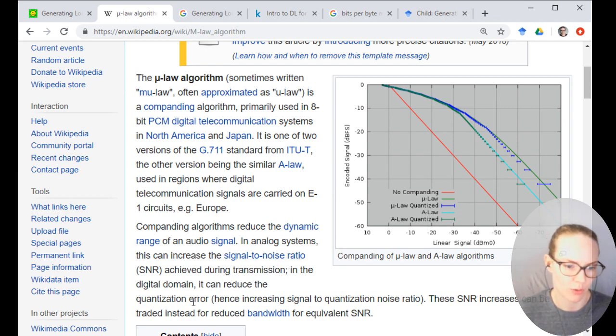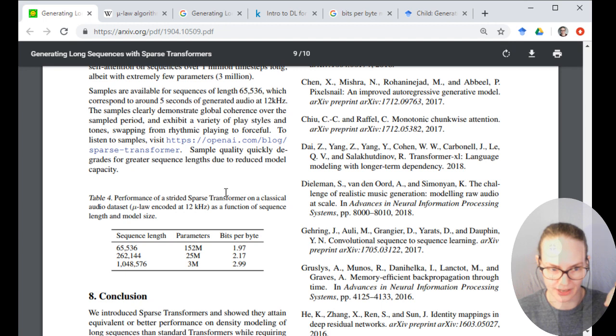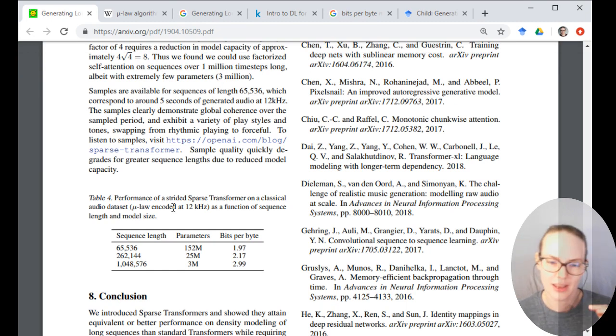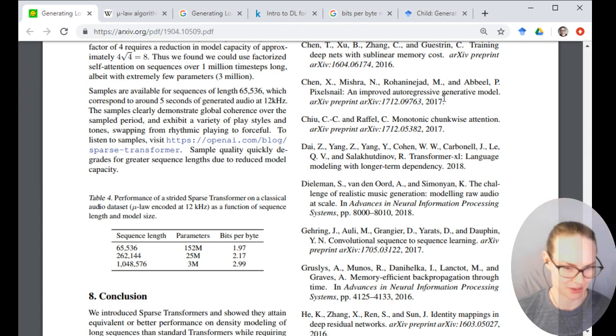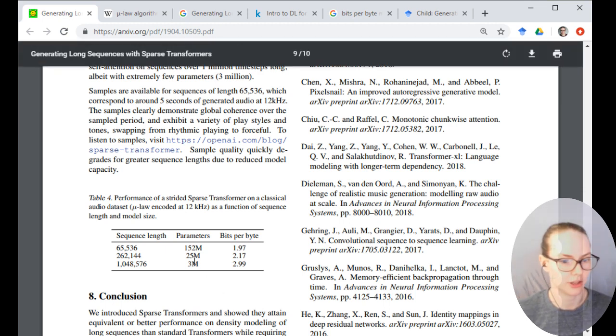In the digital domain, it can reduce the quantization error, hence increasing signal-to-quantization noise ratio. These SNR increases can be traded for reduced bandwidth for equivalent SNR. Okay, so this is the thing that causes, it's not really clipping, but compression at the top of the frequency range, which is why fricatives can be hard to understand over the telephone. So things like S versus F. If you're not getting a lot of high frequency information up here at the top of the frequency band, it can be hard to disambiguate those. Okay, so maybe what I said in video 2 about the quality of the audio samples was due to the encoding procedure rather than a feature of the model used.